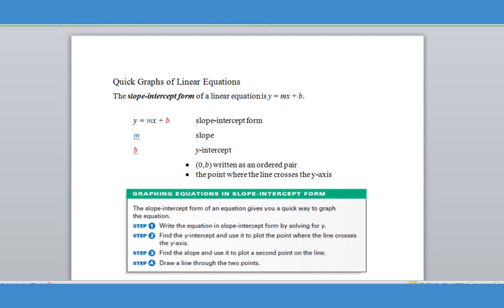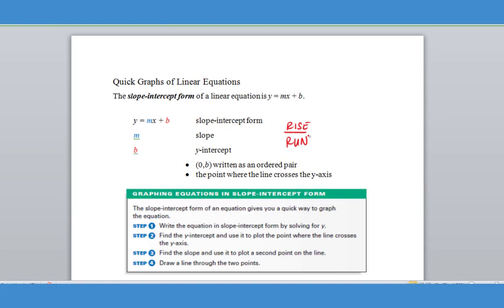The reason it's slope-intercept form is because the two main parts of the equation give us the slope of the line and the y-intercept, the place where the graph will actually cross the y-axis. So it's very important that you understand what an intercept is, in this case, more specifically, the y-intercept. For slope, we're going to have to know it as rise over run. If we're given a slope, we know it to be rise over run, and this will allow us to count from point to point and get multiple points.